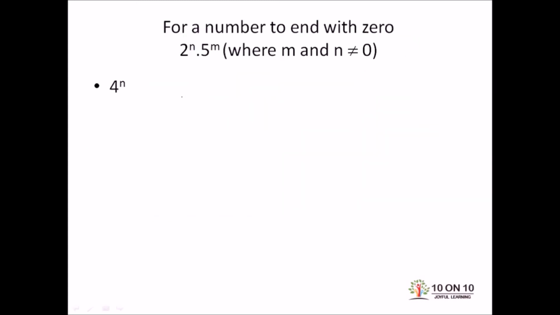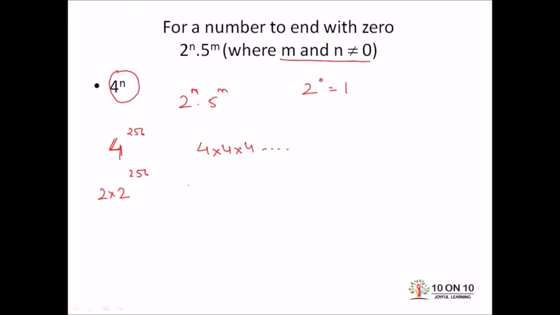For a number to end with 0, it has to be 2 to the power n and 5 to the power m, where n and m should not be equal to 0, because anything to the power 0 will be 1. So let's check if 4 to the power anything, like if it is given 4 to the power 256. Even if I multiply 4 256 times, it will never end in 0, because what is the prime factorization of 4? It is 2 into 2, so 4 to the power 256 is 2 to the power 2 into 256. There is no 5 present over here, so this will not end in 0.